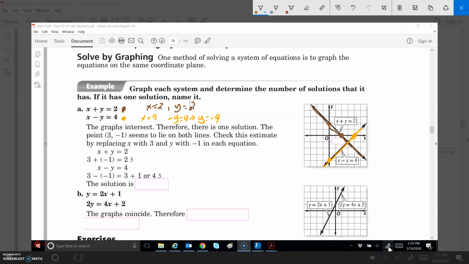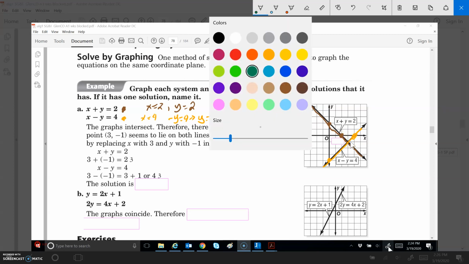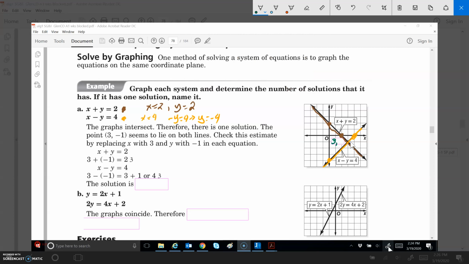Alright, so they intersect here, which is 1, 2, 3 to the right and down 1. So that is the point 3, negative 1. Sorry. All right, there we are.